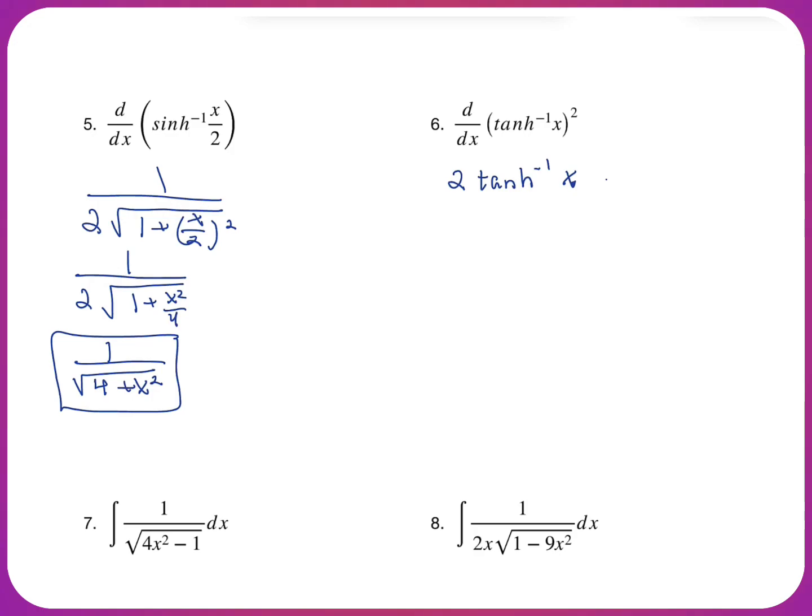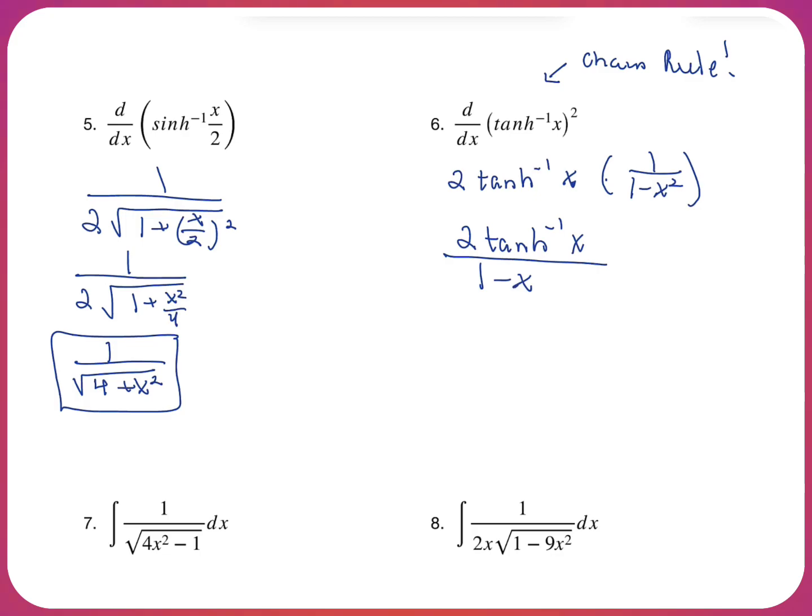Knowing our chain rule, I need to multiply this by the derivative of the inverse hyperbolic tangent function. Well, we know from our formulas that to be equal to 1 divided by 1 minus x squared. So now I'm just going to put this together and write this as 2 times the inverse hyperbolic tangent of x over 1 minus x squared.